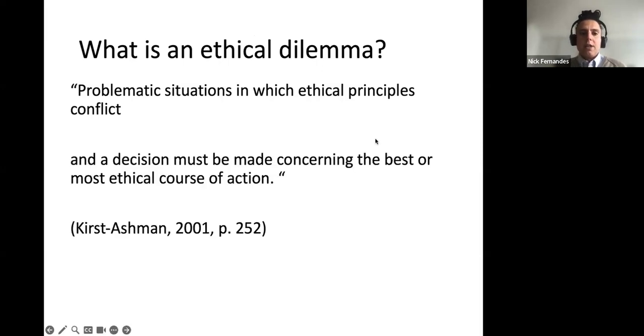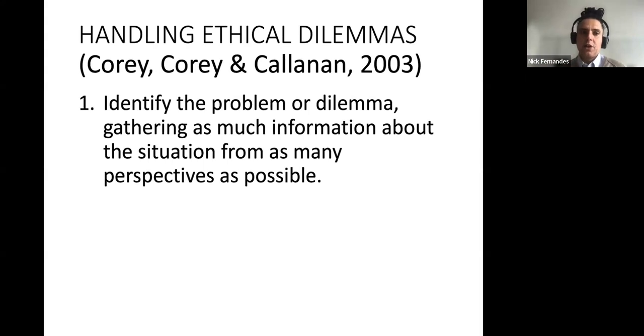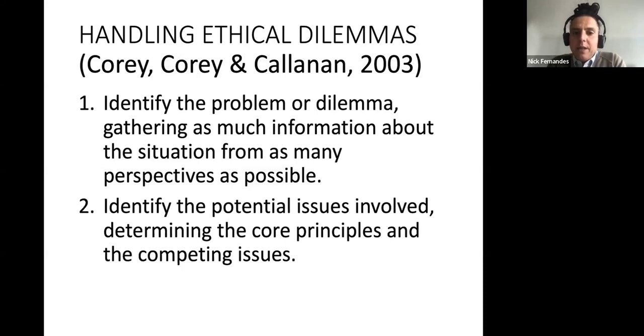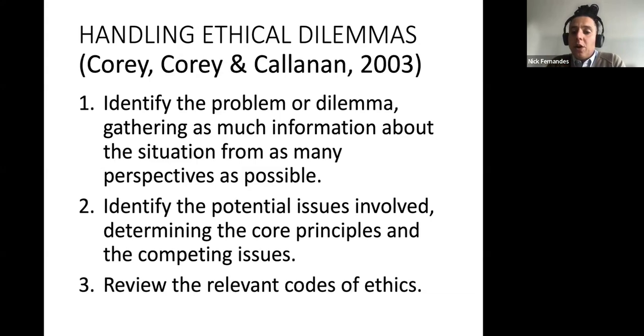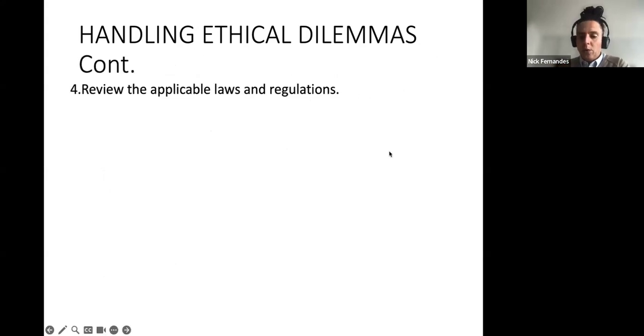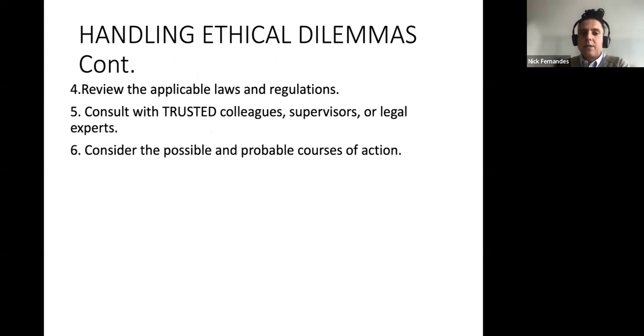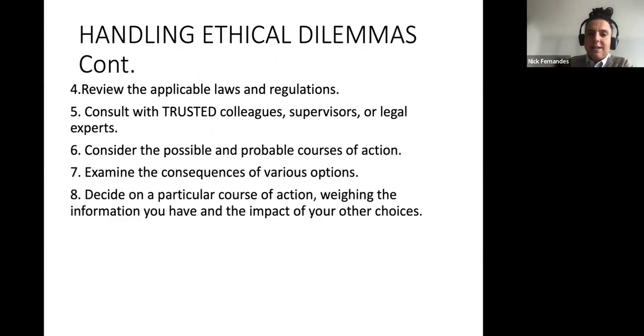All right. So the goal of resolving an ethical dilemma is that a decision must be made that results in the best, most ethical course of action. And the only way to discover that is by working through a very set process. So Corey and Callanan developed a sequence, a model, and they said that the number one tool for solving an ethical dilemma is to identify the problem, gather information from as many perspectives as possible, identify the issues, determine the core principles and what are the competing issues, review your code of ethics, review the laws, consult with colleagues, consider courses of action, examine the consequences, and then make your decision.